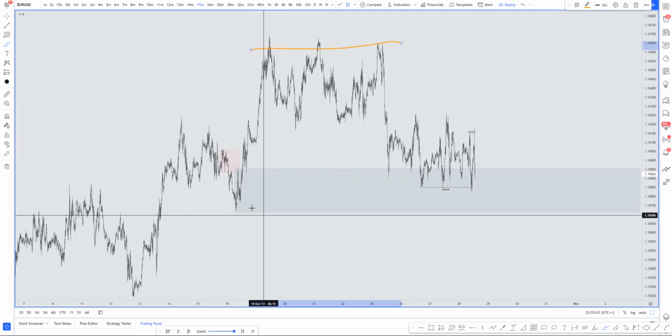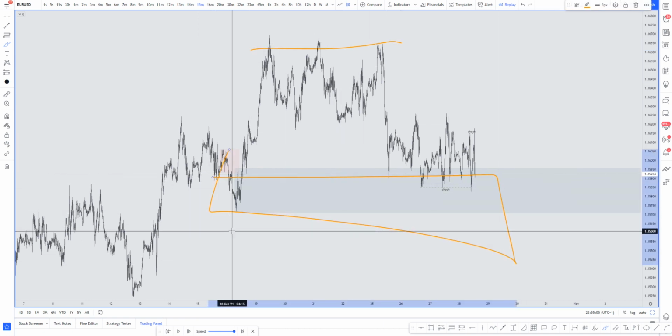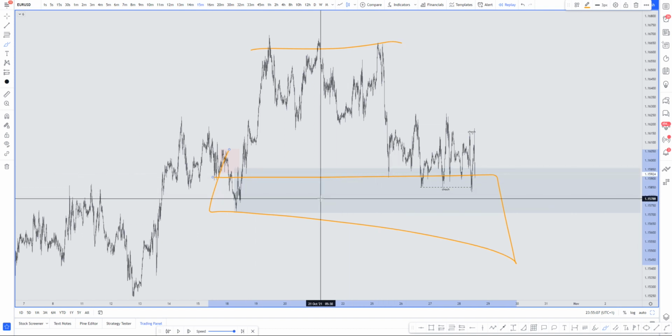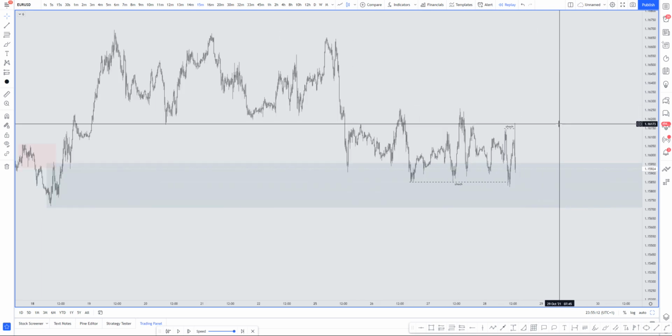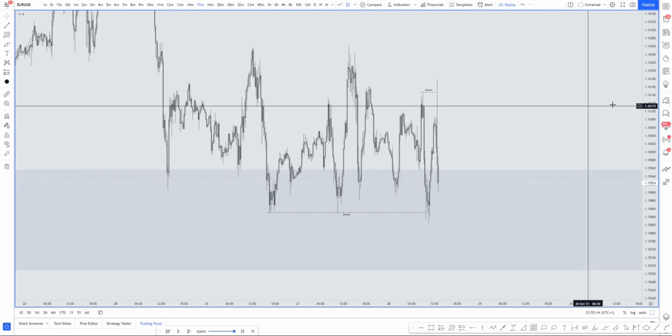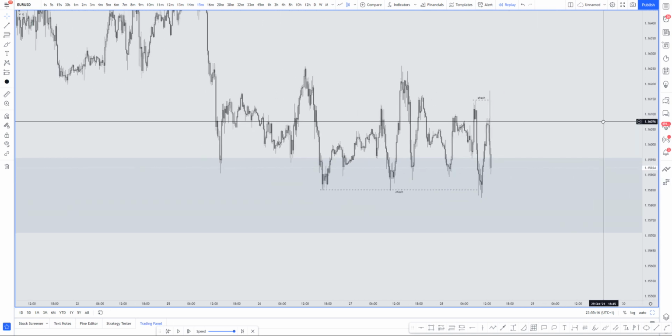So anytime you're trading from the edges, you can expect a bigger move. Anytime you're trading from the middle, you generally become liquidity. So you've got to know the difference. There's nothing wrong with just waiting.